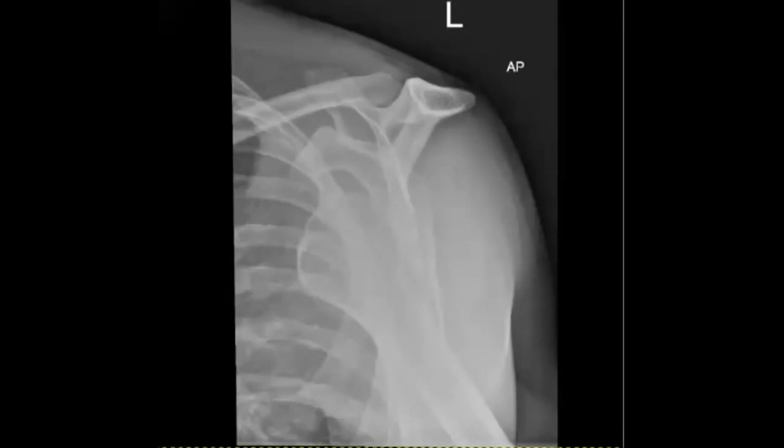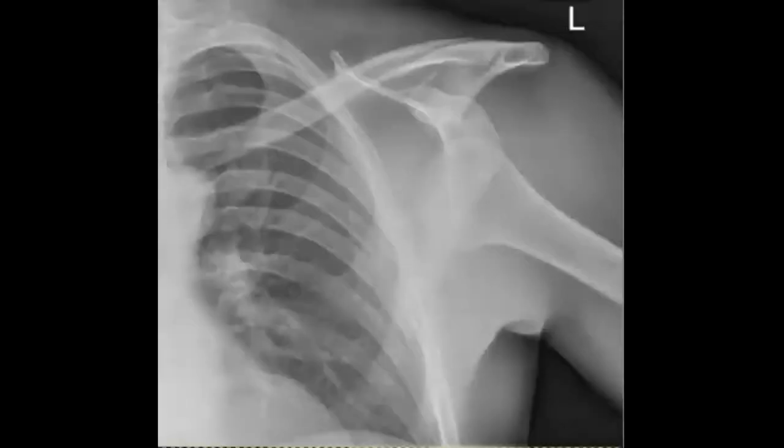We can start refreshing cases until the other colleagues join. So this patient, what do you think? Left anterior shoulder dislocation. Ala, thank you. So it is obvious that there is anterior dislocation, left shoulder. And this is a similar case for the left shoulder dislocation.